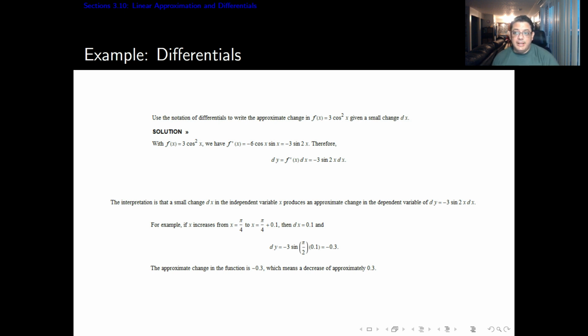And so this is the end of the introduction to linear approximation and differentials. So make sure to take a look at the practice videos.